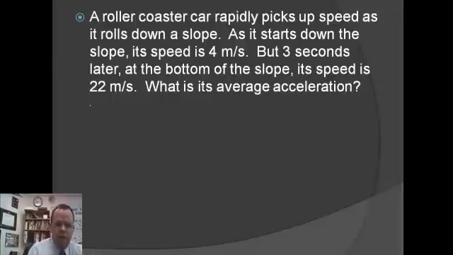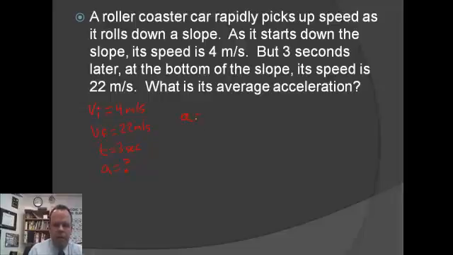So let's write out the information we know. Meters per second, that's a speed or velocity. That's the starting speed or velocity, so we call it Vi. The final speed or velocity is 22 meters per second. The time is 3 seconds, and we're looking for the acceleration.